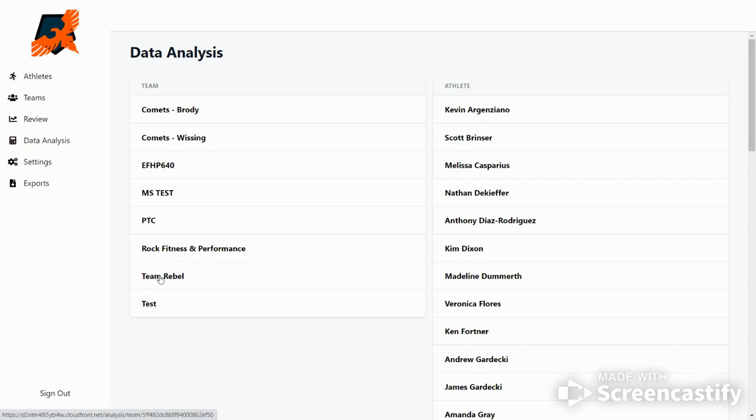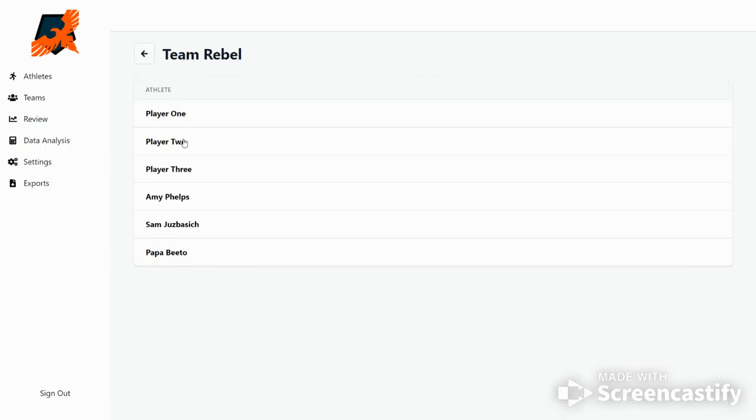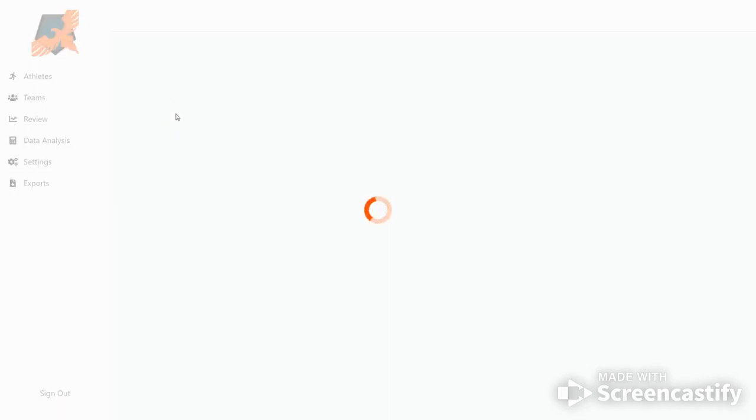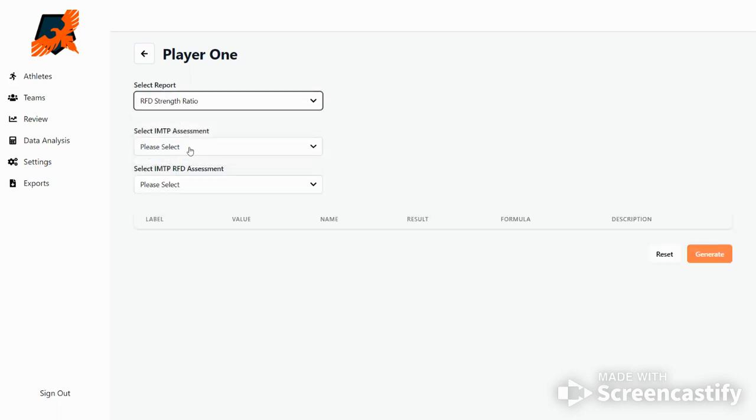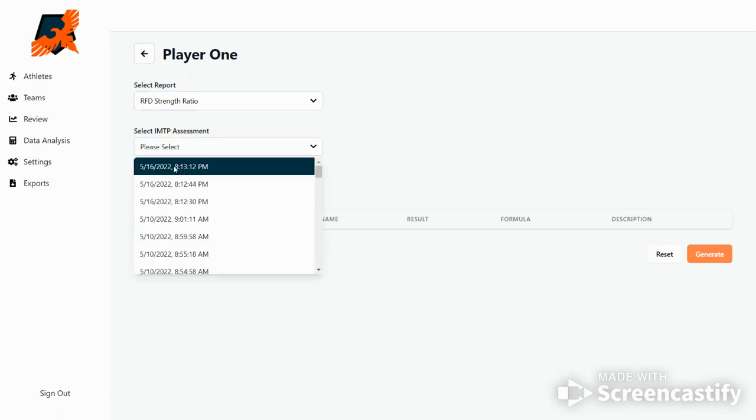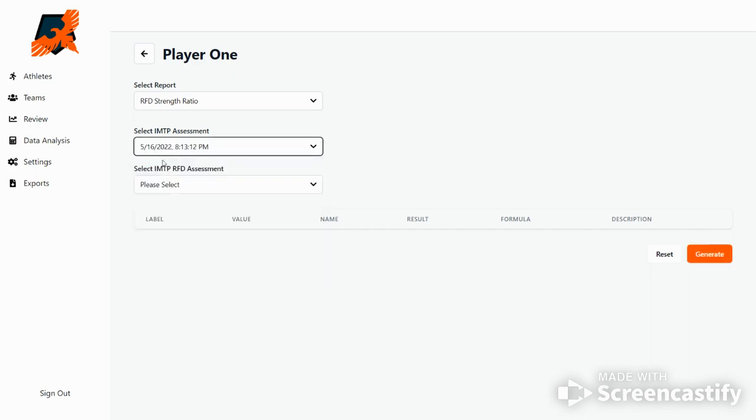We're then going to select a team, Rebel, and we're going to select our demo player one. We're going to go ahead and load into that, and then we're going to select the report. You'll see that we have RFD Strength Ratio here. Now, what we're going to do is select an isometric mid-thigh pull assessment. This is our max strength for the isometric mid-thigh pull.